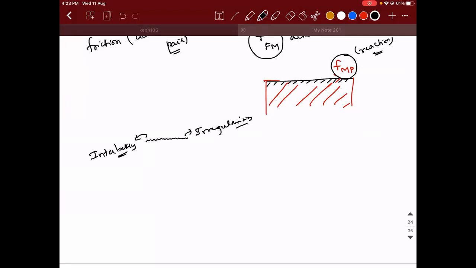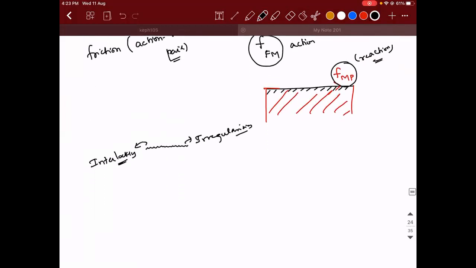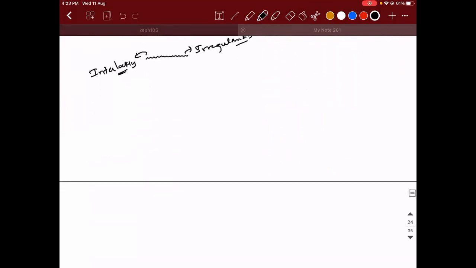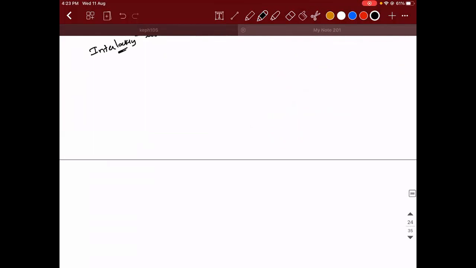Clear? Having all these points in mind, we are going to start deriving the mathematical expressions for friction. Before that, we need to understand the different types of friction. Any idea, guys? Static friction, sliding friction, or rolling. Very good. Static, kinetic or sliding, and the third is rolling.